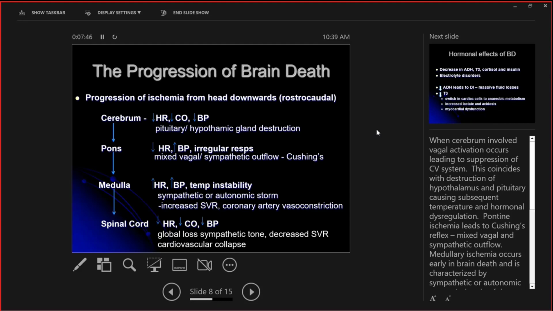So the progression of ischemia starts from the head downwards, what we call the rostrocaudal direction. You start out with the cerebrum herniating. That causes a drop in heart rate, cardiac output, and blood pressure. Then you get pituitary gland and hypothalamic gland destruction. Then you start going down and putting pressure on the pons, which actually causes a sympathetic response, and you get decreased heart rate but increased blood pressure. This is where you get the Cushing's triad. Then you go down to the medulla, where you increase heart rate and blood pressure, with temperature instability and more sympathetic or autonomic storming occurring at this point. And then you go to the spinal cord, where all of a sudden you lose all your sympathetic tone and you have the big vasodilatory component.